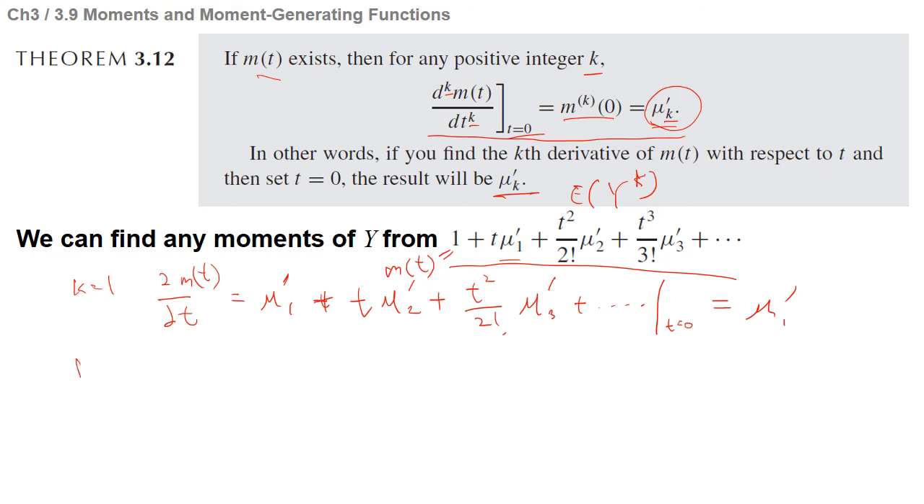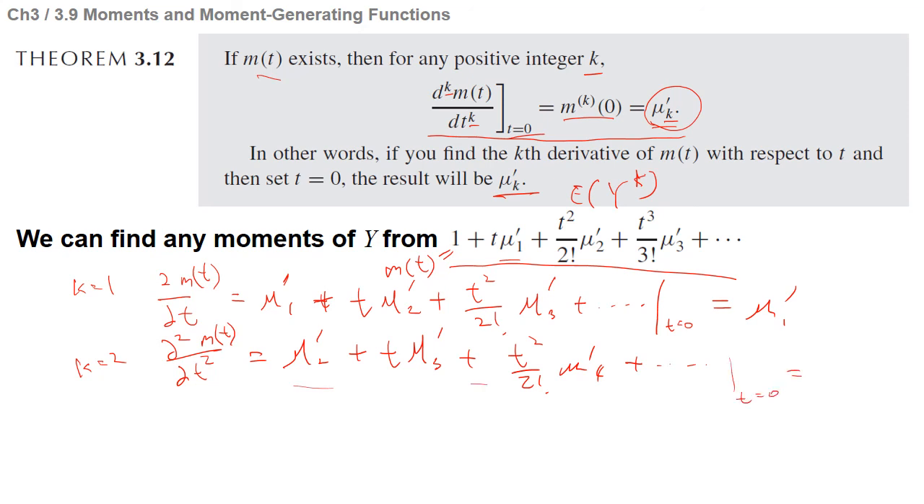And what about when k equals 2? d squared m(t) over dt squared. You take the derivative one more time from here. The derivative of the constant is 0, and the derivative of the second term is mu_2 dash, and the derivative of the third term becomes t mu_3 dash, plus the next term t squared over 2 factorial times mu_4 dash, plus dot dot dot. And if you put t equals 0 here, then it will be mu_2 dash, which is the second moment. So in this way, you can derive the kth moment from the moment generating function. Okay. Thank you.